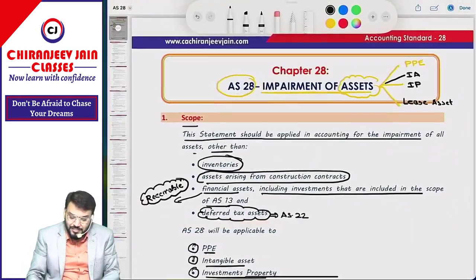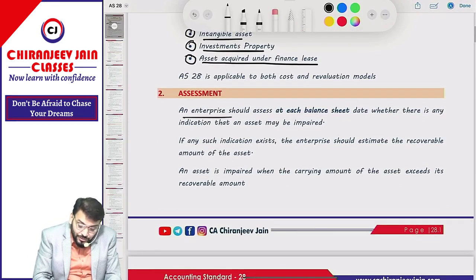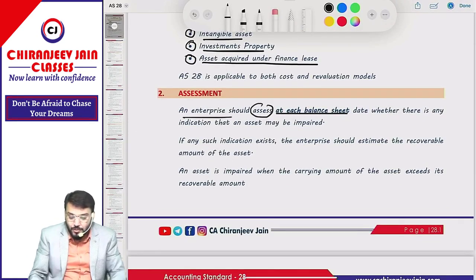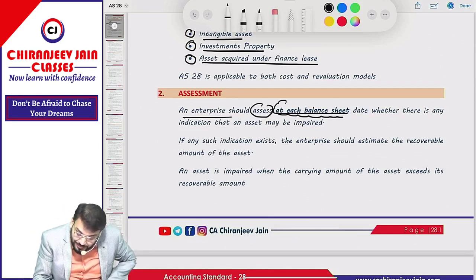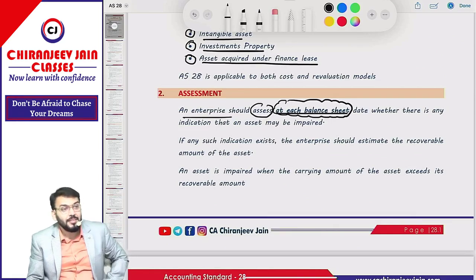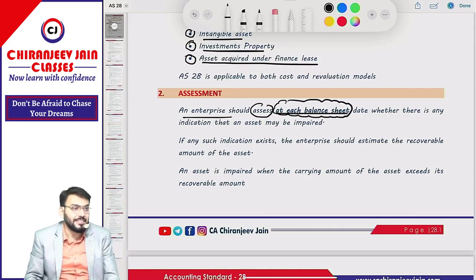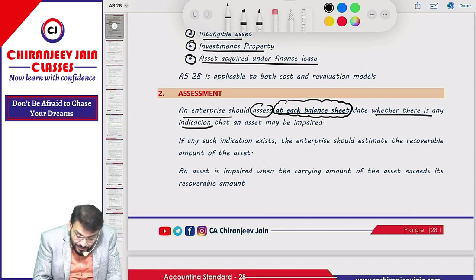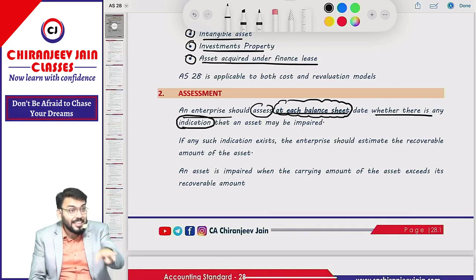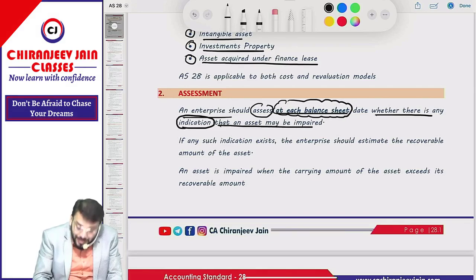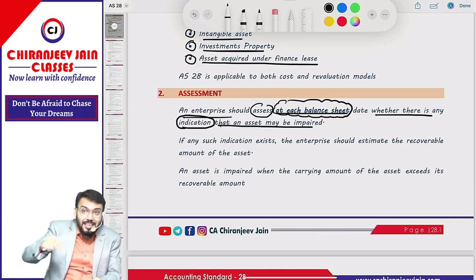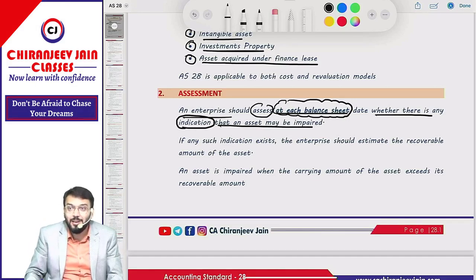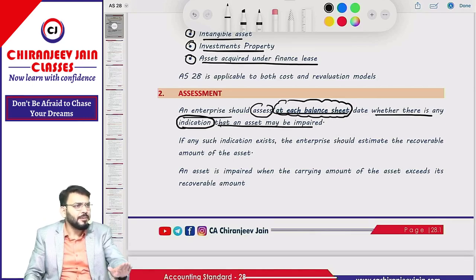So what AS 28 says, let us understand. An entity should assess at each balance sheet date. Means this AS is applicable on which date? Balance sheet date. So the entity should assess at each balance sheet date whether there is any indication that an asset may be impaired. If yes, then estimate what? Recoverable amount.